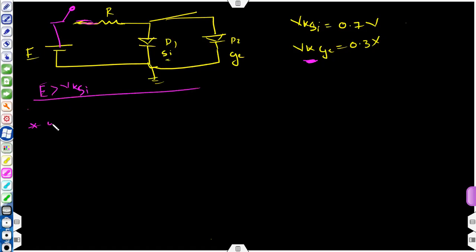So now I have closed the switch. Now what will happen? This E is connected to this resistance, and this resistance is connected to diodes D1 and D2. So now what should happen? Anyone? It is a very basic concept. Try, can anyone try to tell what will happen here?